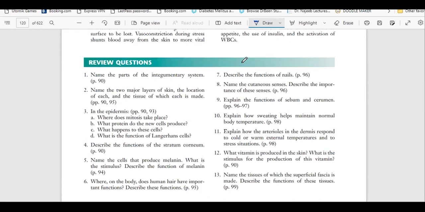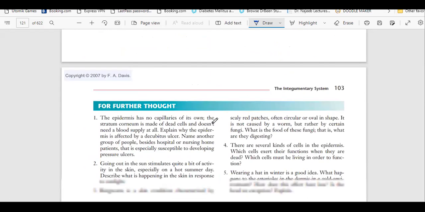Here we have the questions. You have to answer them. Then only you will be able to understand how much you have learned. So kindly note down these questions, answer them, and learn something in this chapter.